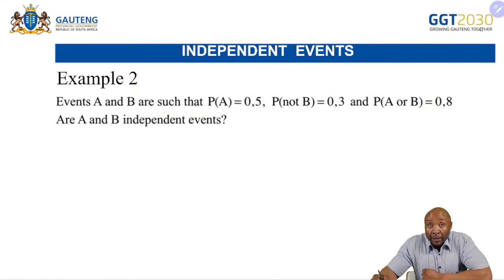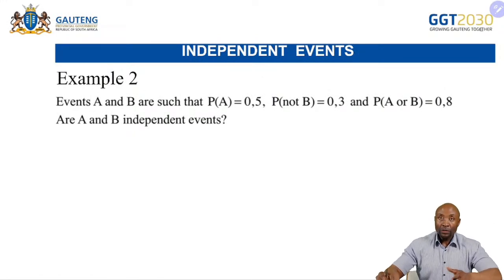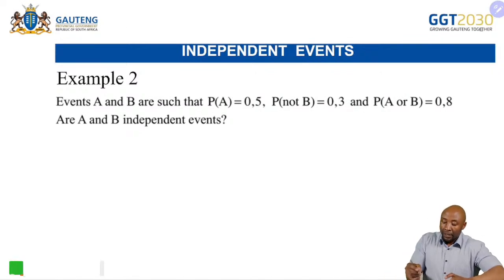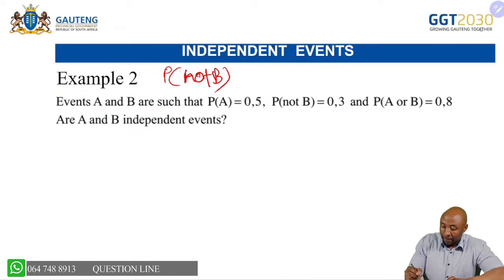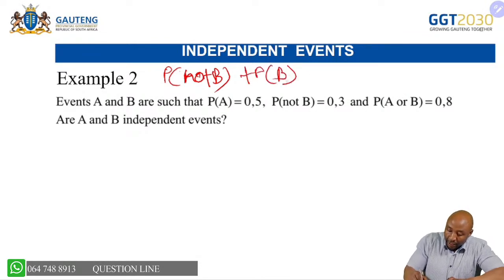Welcome back. I hope you have managed to figure out the solution. Now, events A and B are such that the probability of A is 0.5. Here, we are given the probability of not B. Remember, the probability of not B plus the probability of B become complementary events. They should give us 1.